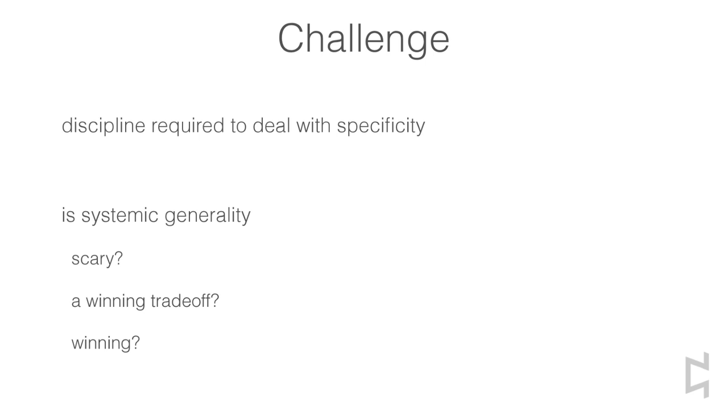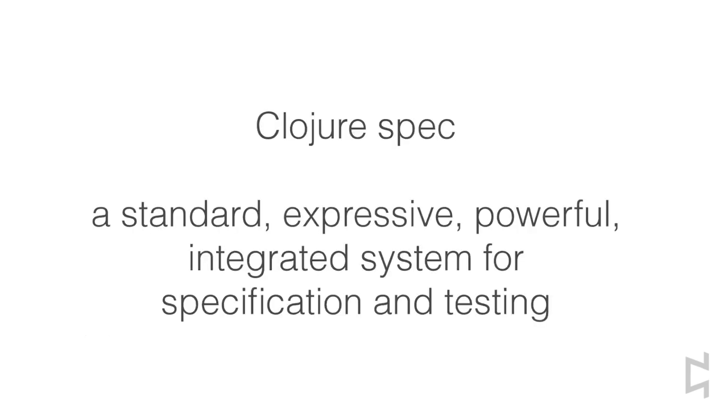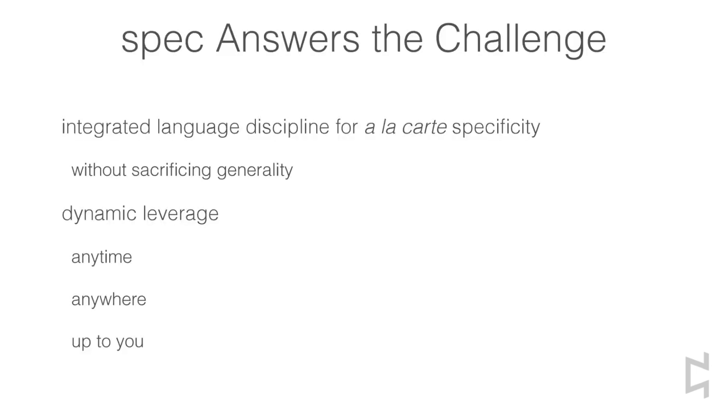And what we want to do is get to a point where we have a way to talk about specificity in programs that is true to Clojure principles. And that's what we're here to talk about, right? Clojure spec is how to deal with specificity in a Clojure way. It's expressive, it's powerful, it's integrated with the language, it helps you talk about information, and it also helps you test your systems.